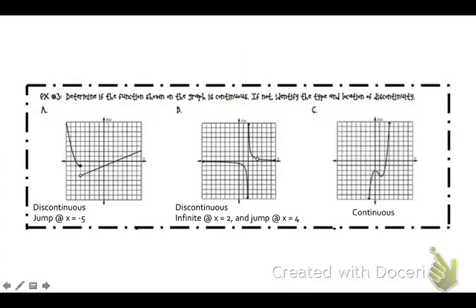This right here, this is not a jump, this is removable. So removable at x equals 4, because remember a jump would be like example A. Example B, that's not a jump, that's removable, that's a hole at x equals 4. Okay? And then example C, that is continuous because we could draw that without lifting our pencil. Okay?